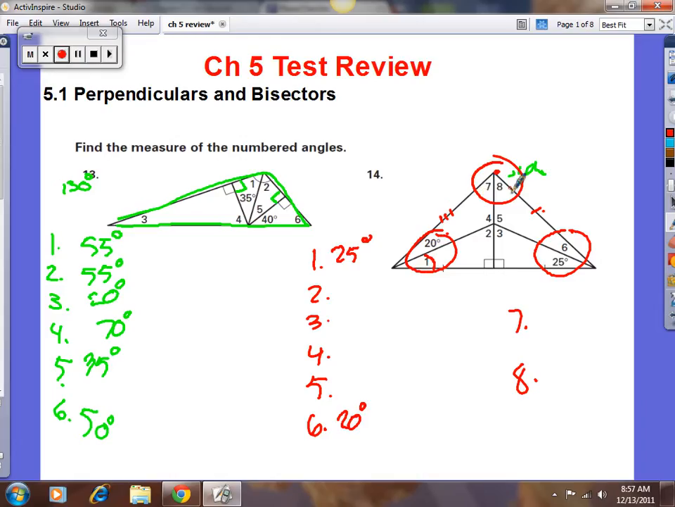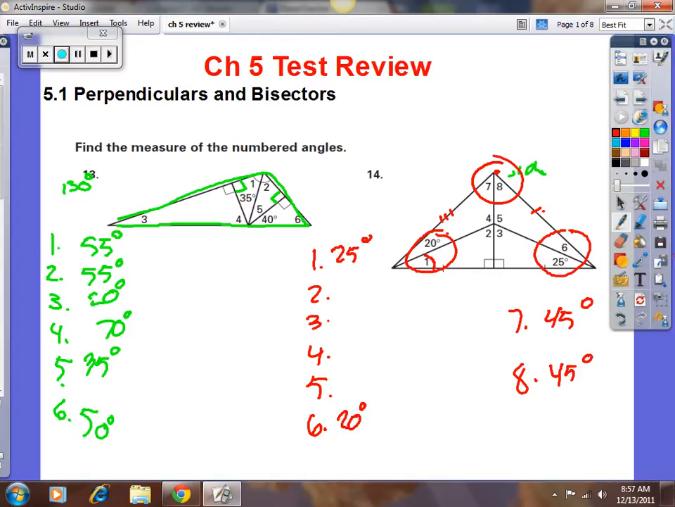So 7 and 8 you just got. 7 and 8 are each 45 degrees. Okay, perfect. So now if you got 7 and 8, where do you want to go next?